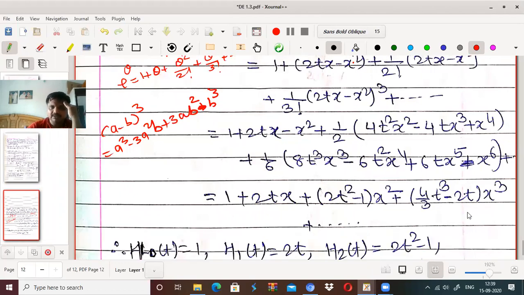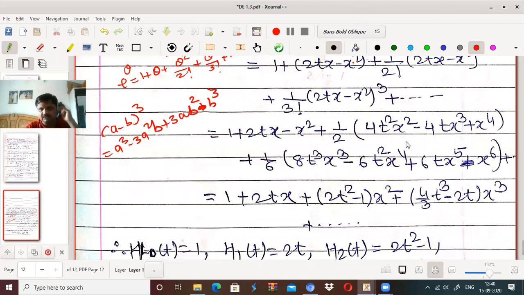Now we will collect the same powers of x. So there is only one constant term which is 1, and we will take 1 as it is. Plus collect the powers of x only. So there is again only one term which is a power of x only, 1 plus 2tx. Plus, now see here, now we will collect the powers of x square, meaning coefficients of x square.